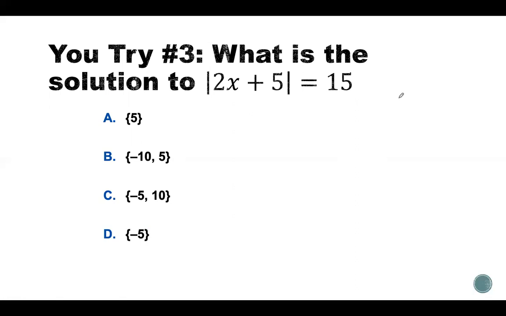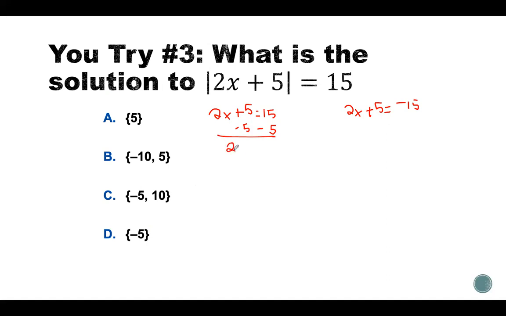All right, so we're going to go ahead and set up our two cases. 2x plus 5 equals 15. And then I suggest always setting up both cases at the start so you don't forget to do the second case. So 2x plus 5 equals negative 15. So let's go ahead and start. We're going to subtract 5 from both sides.